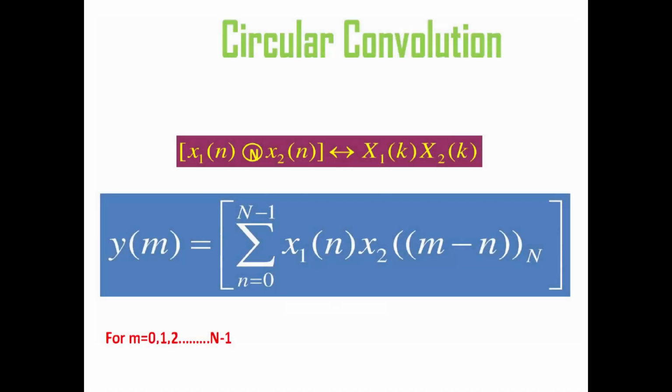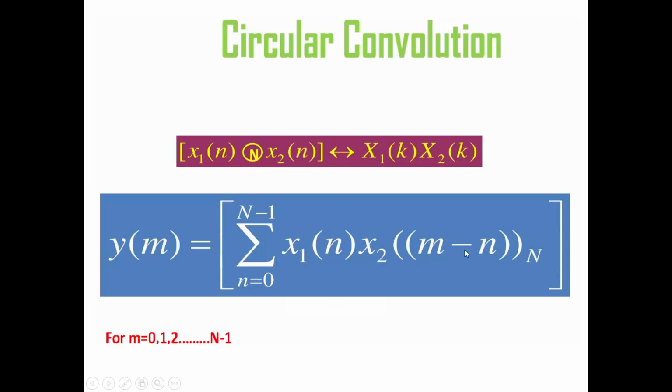Hello everyone. Let us today talk about circular convolution. Now, the circular convolution of two discrete sequences x1 and x2 n can be represented by this transformation, and the formula for calculation of the circular convolution is given by sigma n going from 0 to capital N minus 1 x1 n into x2 m minus n.